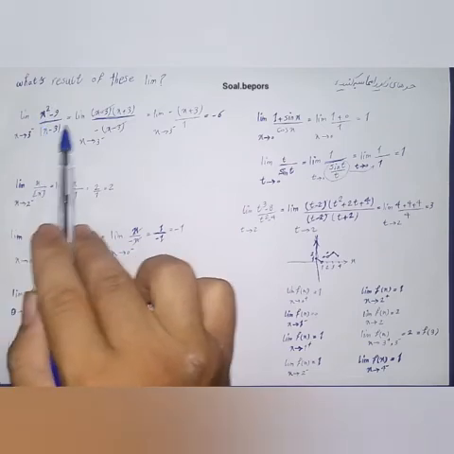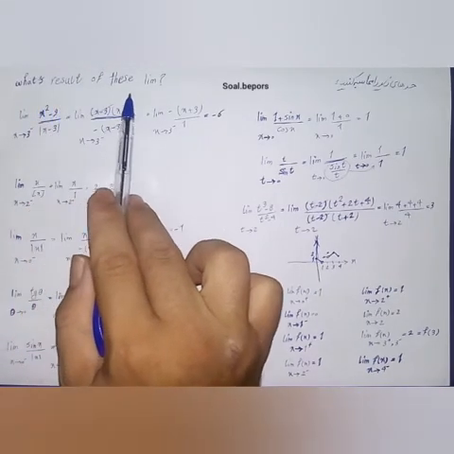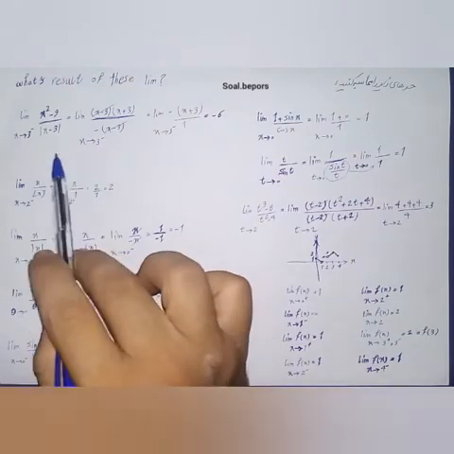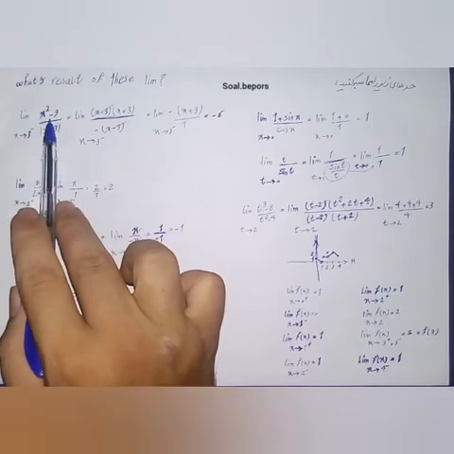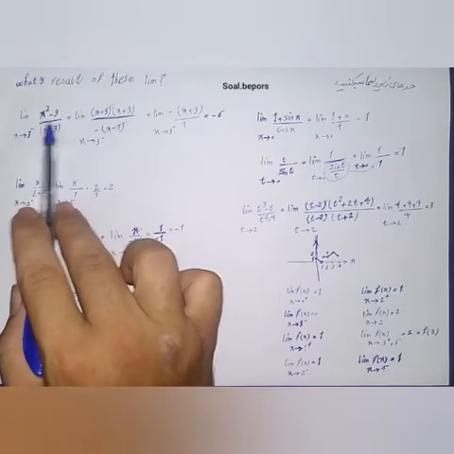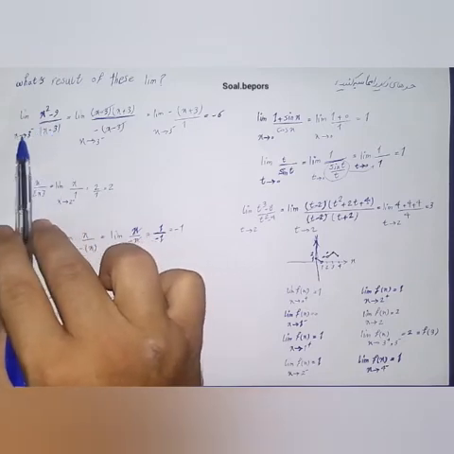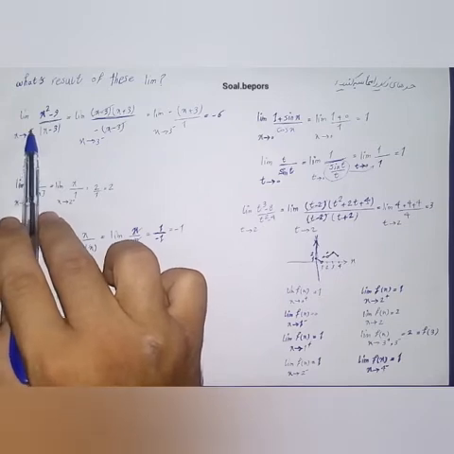In this question we want to find the result of some limits. Number one is the limit of x power 2 minus 9 divided by the absolute value of x minus 3, when x goes to 3 from left.